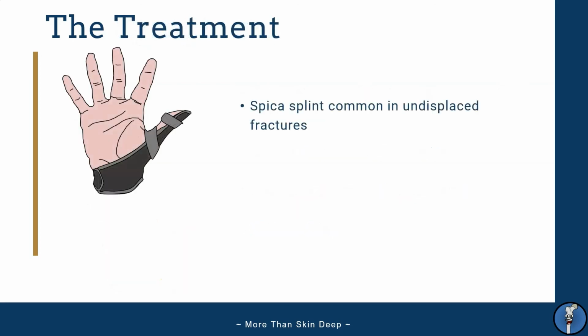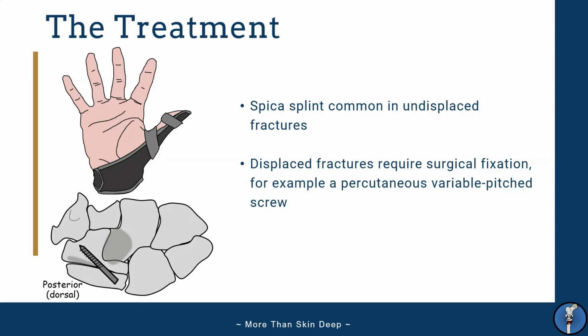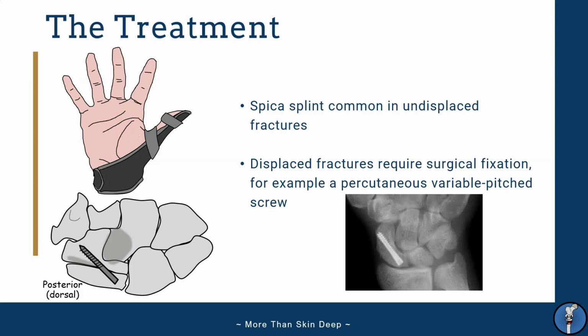The treatment for this, in most cases, especially undisplaced scaphoid fractures, is a scaphoid splint, which just immobilizes the wrist joint and the thumb joint and allows the scaphoid some time to heal on its own. Although in some cases of undisplaced and most cases of displaced fractures, it will require surgical fixation. For example, here using a percutaneous variable pitch screw, which just holds the scaphoid bone in one piece and allows it some time to heal. Here's an X-ray showing a variable pitch screw in place.